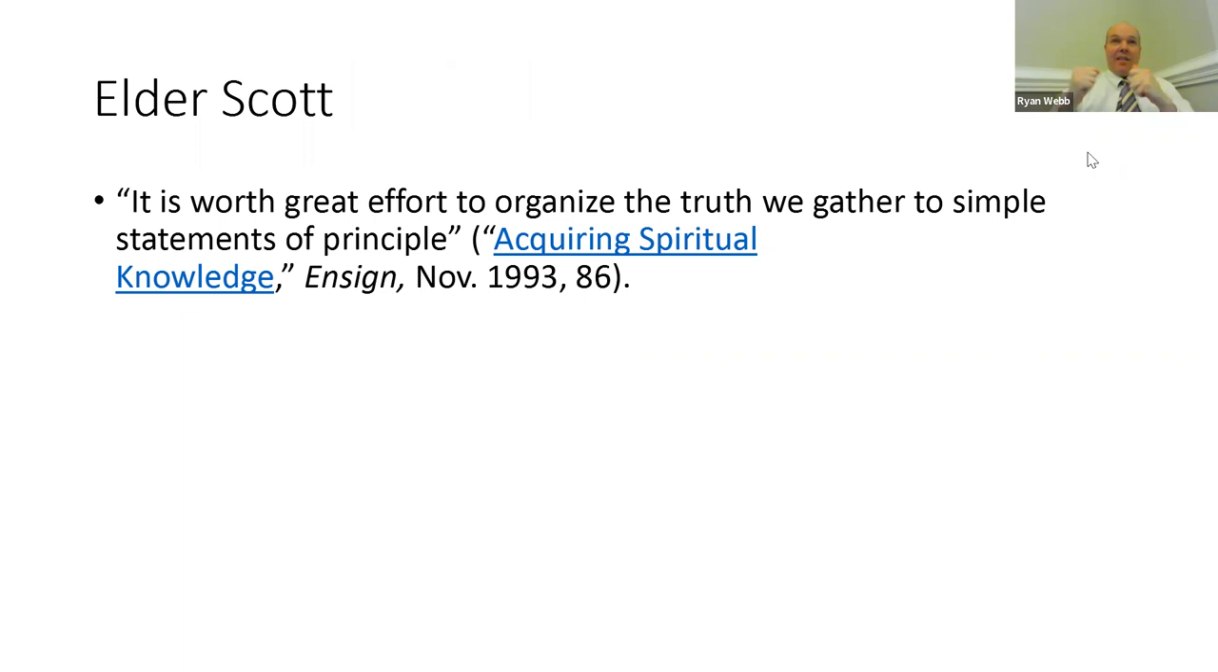I like to say it like this in seminary: somebody try to put this into one simple statement for us. This conversation that we've just had about the point of the story, or what the author is trying to teach us, somebody try to put it into a simple statement and I'll write it down. And then I just write down whatever they say.